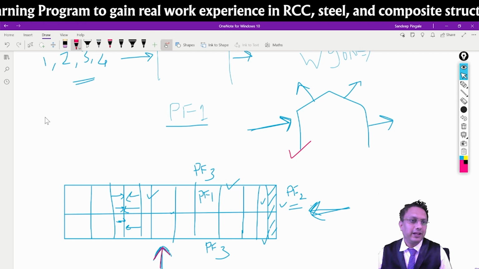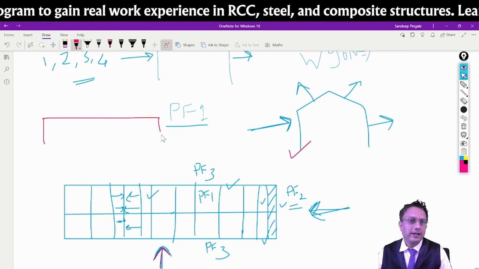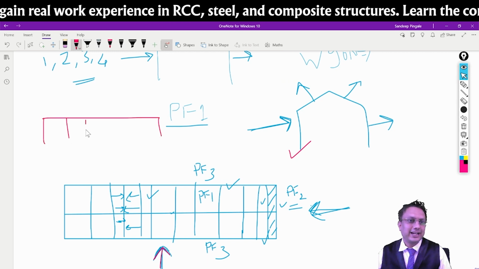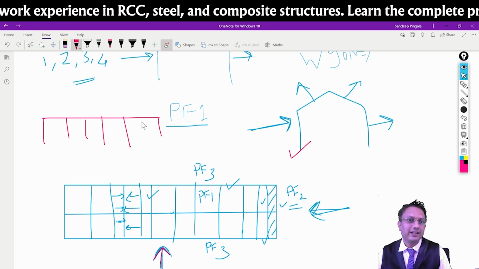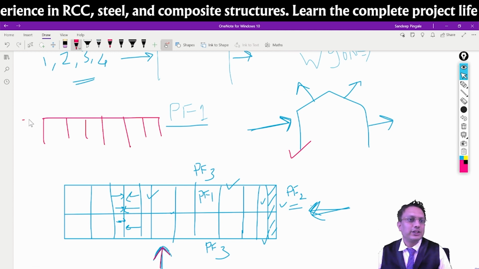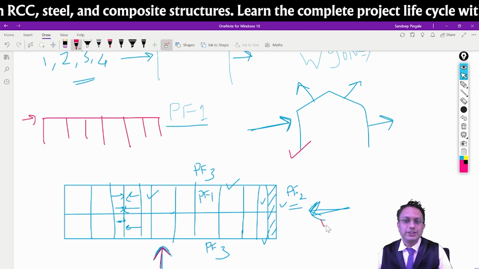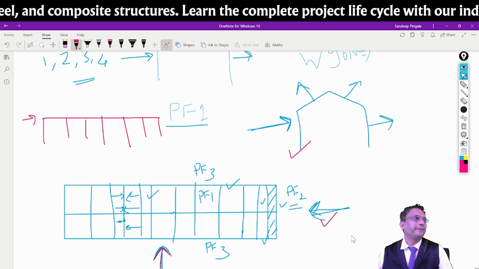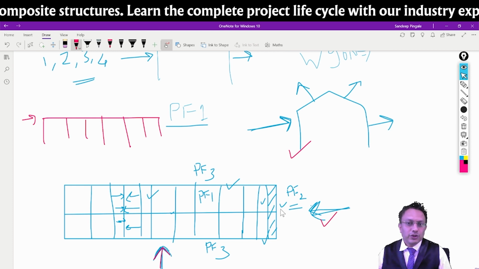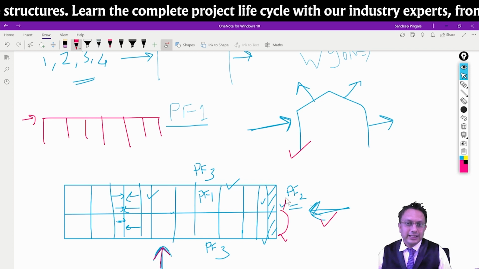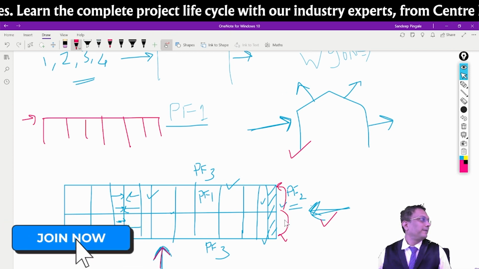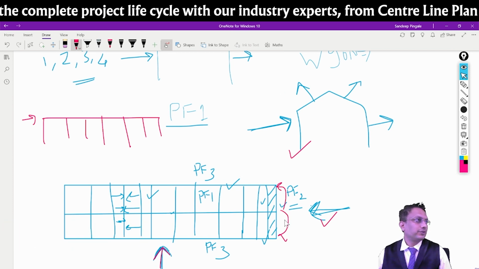What is PF3? This is the secondary portal only. On this, you will be giving the forces which are coming in the other direction. Is that okay? That also will be half here and half here. Understood?